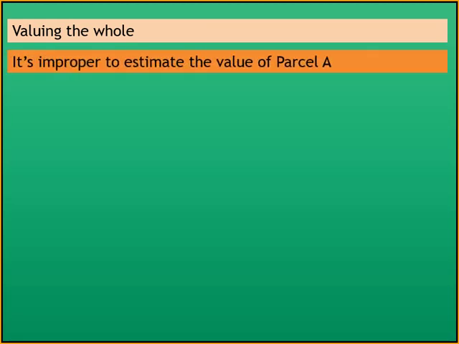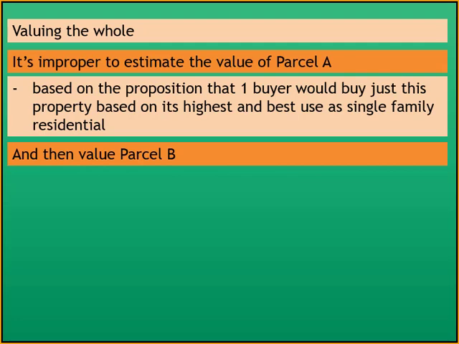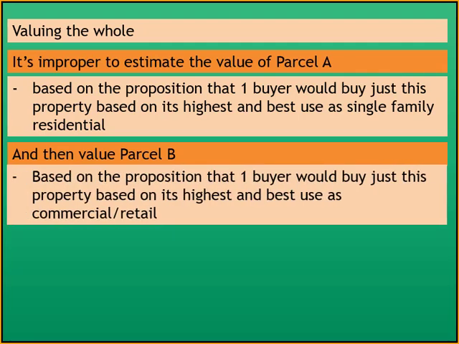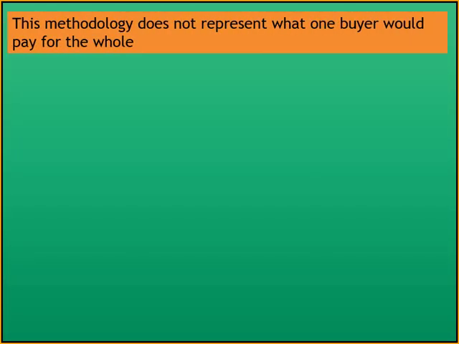So how do we value the whole? Well, it's improper to estimate the value of parcel A based on the proposition that one buyer would buy just this property based on its highest and best use as a single-family residential, and then value parcel B based on the proposition that one buyer would just buy this property based on its highest and best use as commercial and retail. And then sum those 2 independent values and call that aggregate number the value of the whole. That's improper. This methodology does not represent what one buyer would pay for the whole.